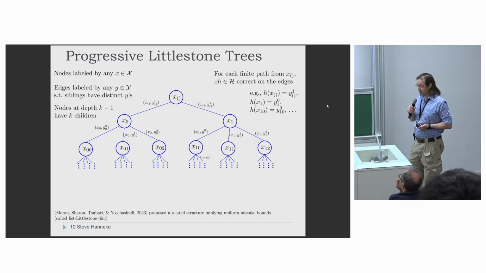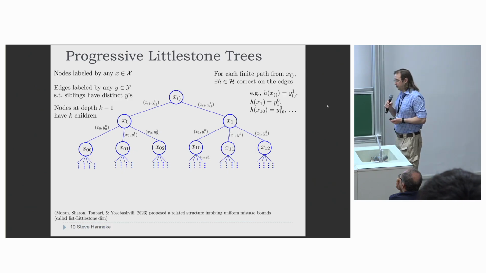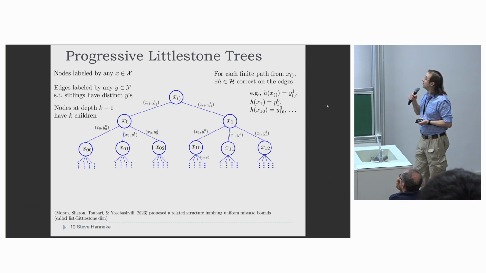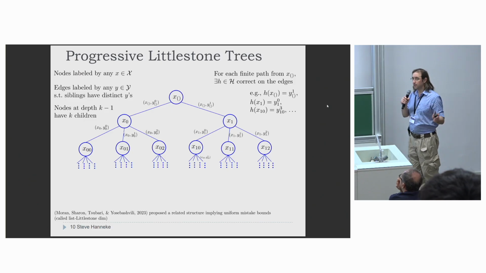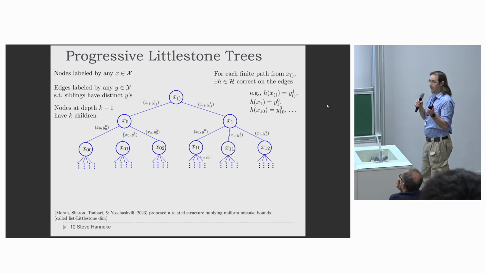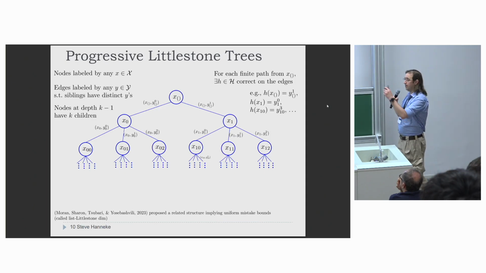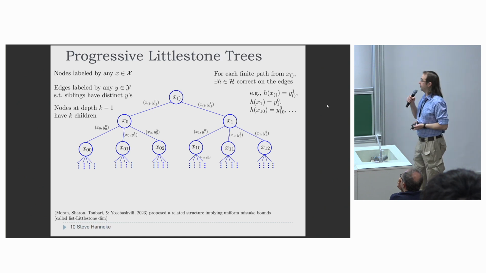Okay, getting toward that 1 over n upper bound, let's talk about the two structures that are relevant there. The simplest is the progressive Littlestone tree, which is defined just like a Littlestone tree, except the nodes at depth k minus 1 have k children. And again, all of the sibling edges have to have different labels. So you get larger and larger branching factors as you go down.